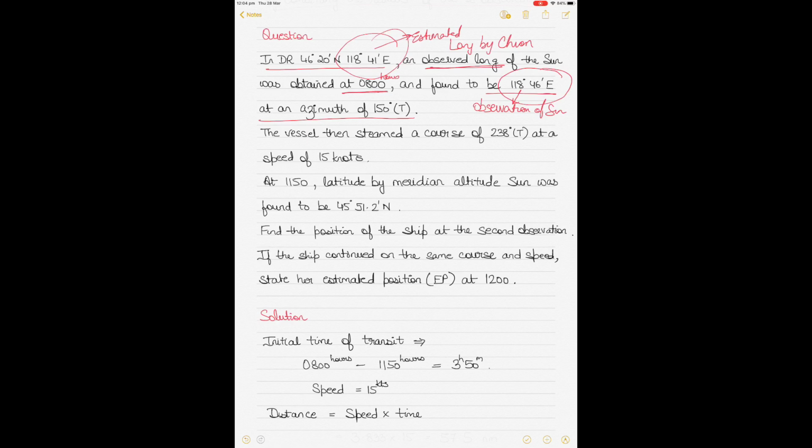Alright, and the azimuth of 150 degrees true. That means the bearing of the sun was 150 degrees true, and from this bearing we can get the position line by subtracting or adding 90 degrees. So if I subtract 90 degrees and I add 90 degrees, I will get a position line. I'll show all this, what it means, later on. I'm just trying to explain the question to you.